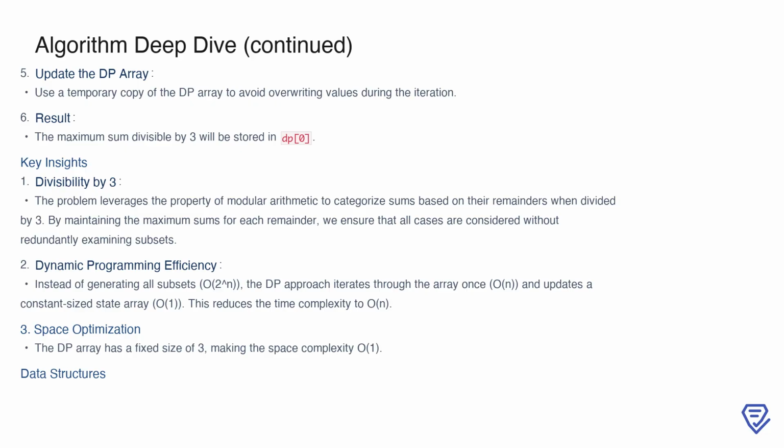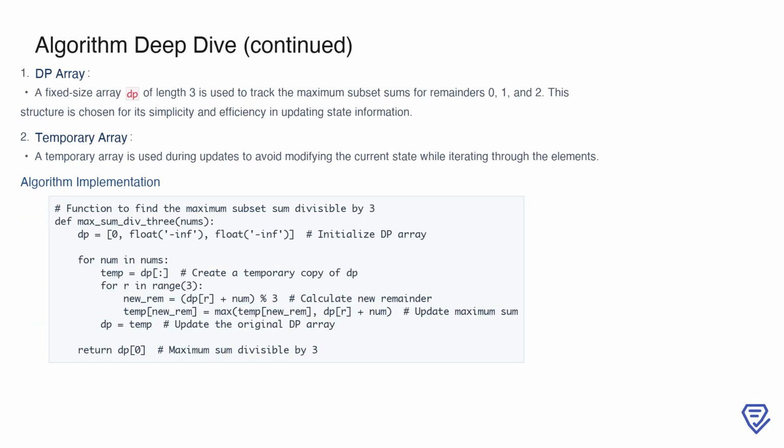This compact representation allows us to solve the problem efficiently and elegantly. The dynamic programming approach relies on 2 key data structures, the DP array and a temporary array. The DP array is a fixed-size array of length 3 that tracks the maximum subset sums for remainders 0, 1, and 2. This choice provides a simple and efficient way to store and update state information.